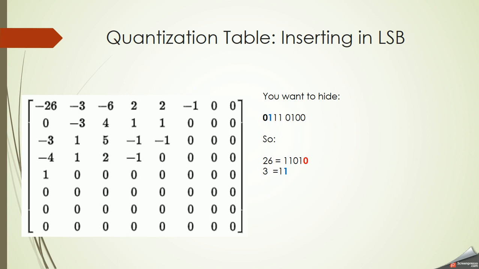So if we want to hide this byte here, which is 0, 110, 100, what we're going to do is hide each of these bits in the end of one of the values. The first value is 26, and we're looking to hide the bit of 0 here. The binary of 26 is 11010. So we're not going to need to change anything, because the last digit is already what we need it to be.